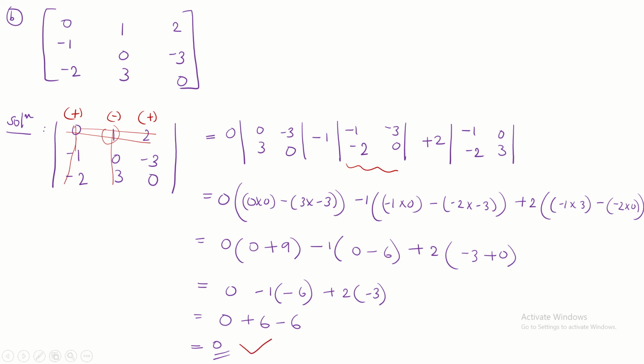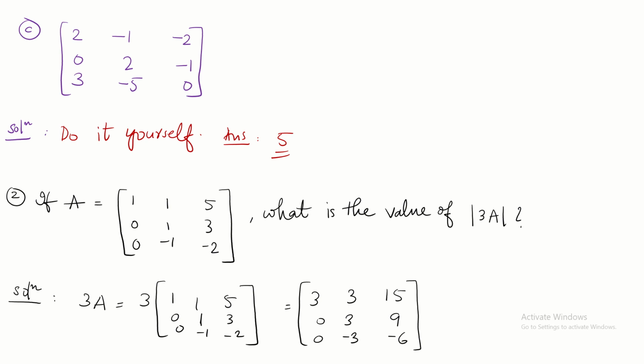If you have doubts, you can ask. Okay, and this you have to do yourself. Third matrix: 2, minus 1, minus 2, 0, 2, minus 1, 3, minus 5, 0. You'll get the answer as 5. You have to do it by yourself.